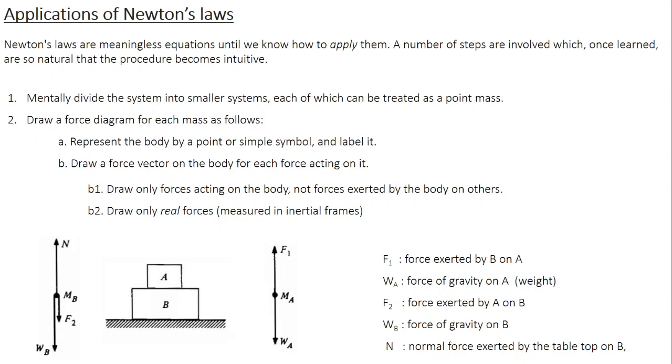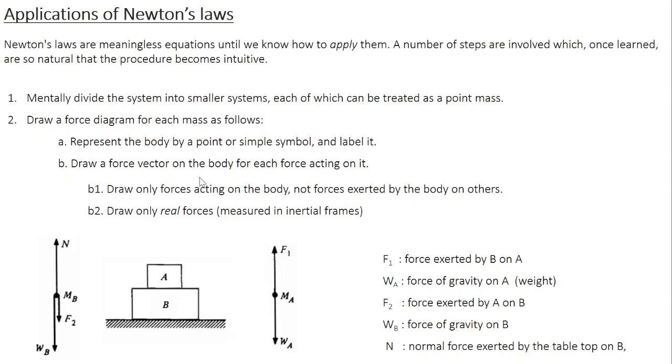Second step: draw a force diagram for each of the point masses. When you draw the force diagram, you can represent the body by a point or a simple symbol and label it. For example, if I have two blocks A and B, with A sitting on top of B, and both are not moving, I can represent A and B with two dots. If the mass of object A is MA and the mass of object B is MB, these two are essentially two point masses.